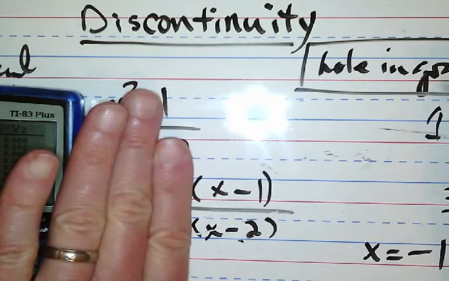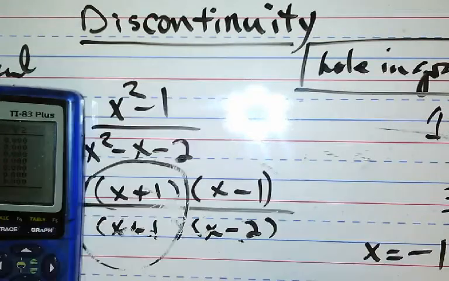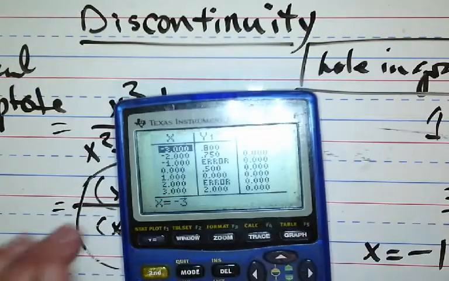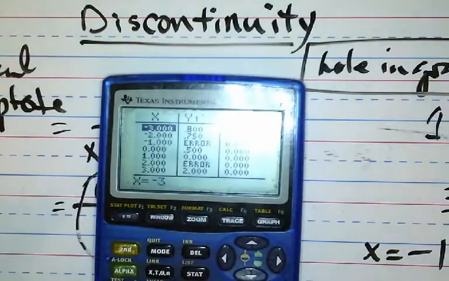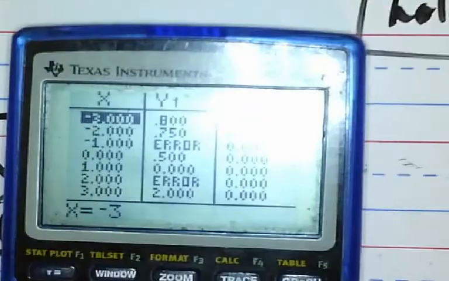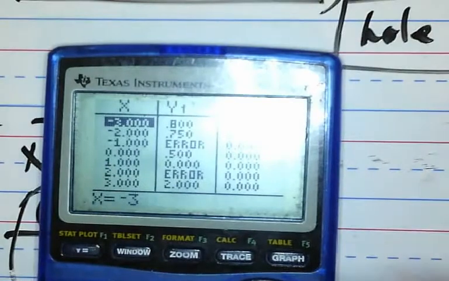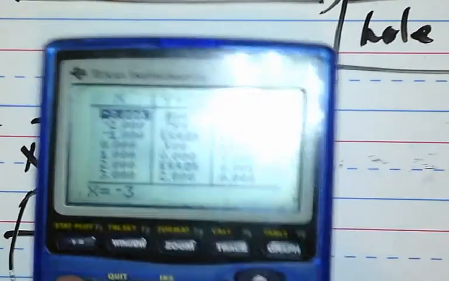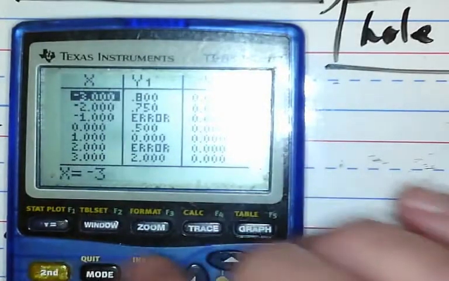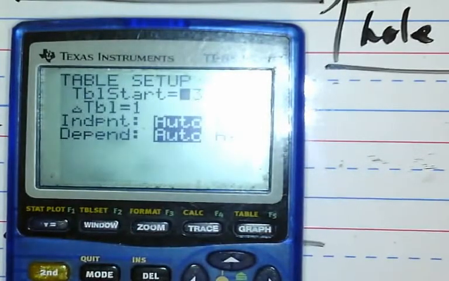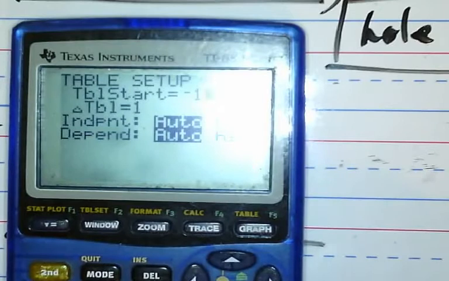Yay! So we found a hole in the graph, we plugged the hole, and I want to show you that that plugs the hole. So check this out. I'm going to zoom in again, maybe you can see better. I'm going to go to my window, which is second. So I'm hitting the second button, and then table set. Now I'm going to start at -1, and I'm going to count by 1, like this.